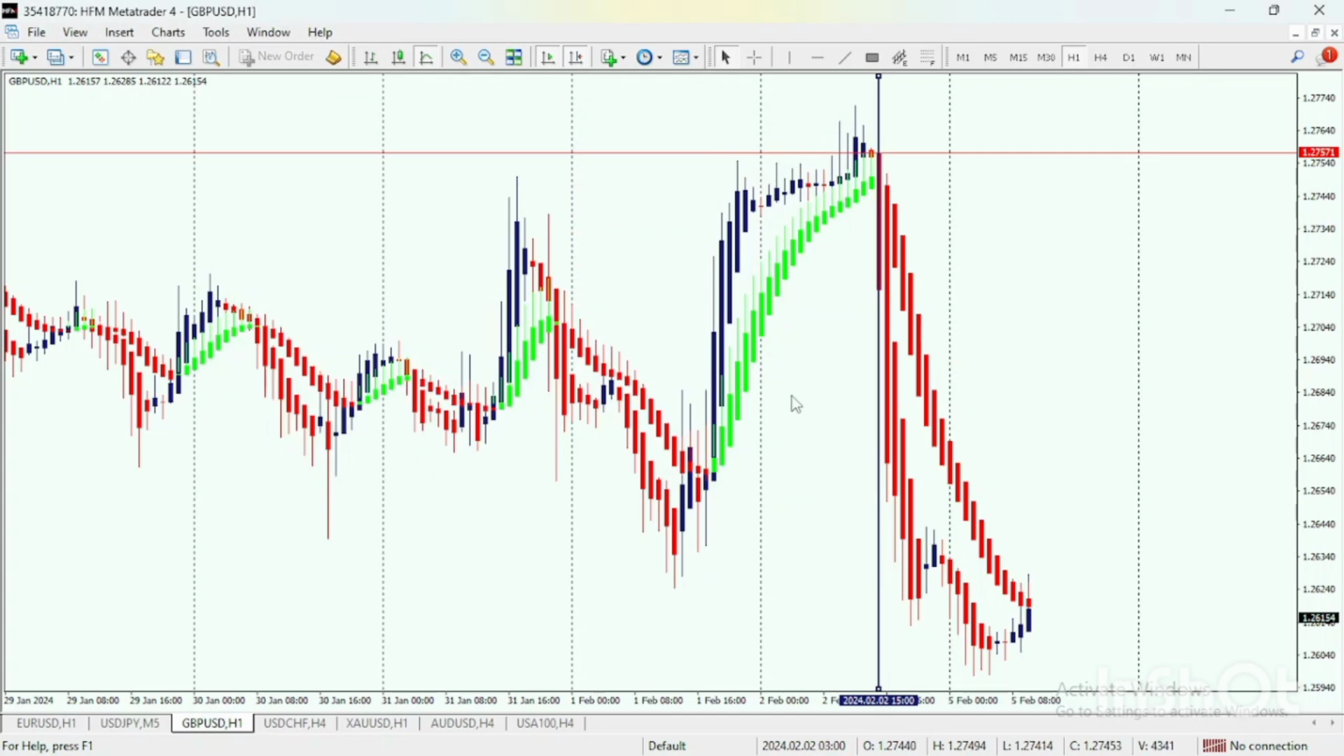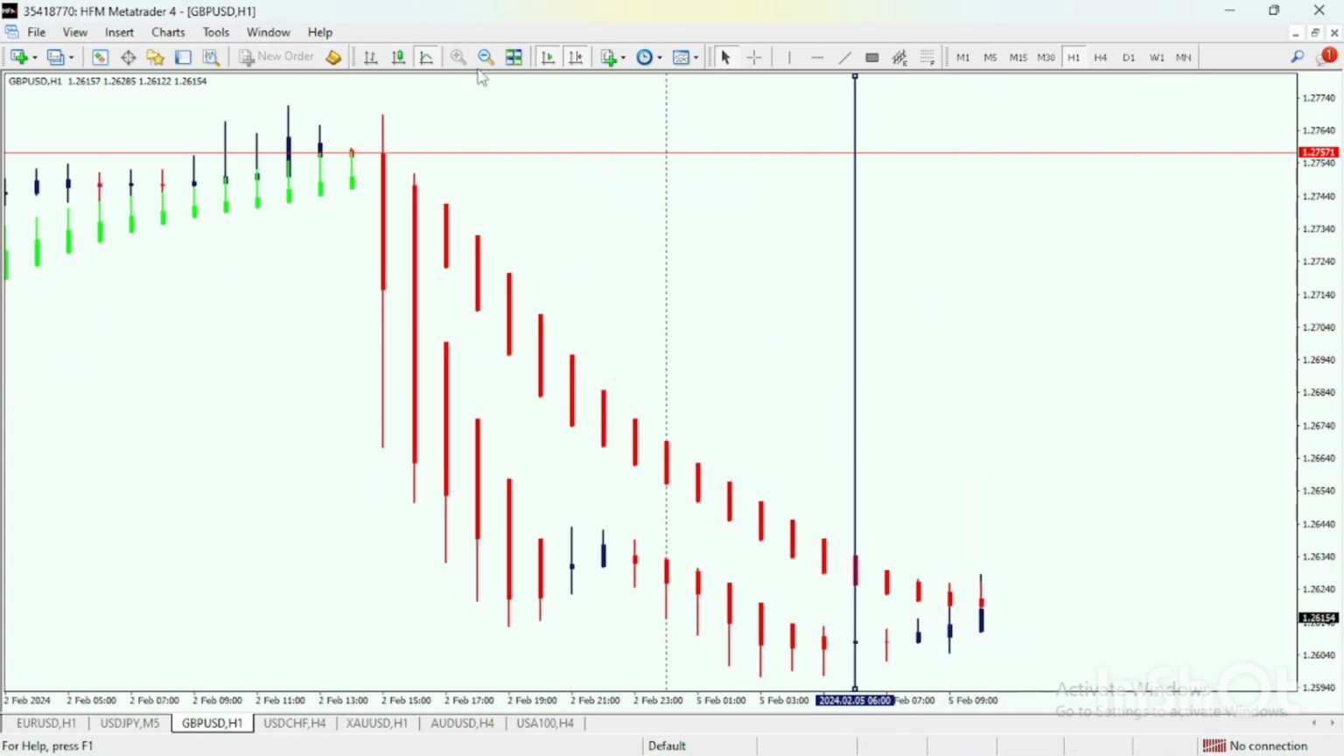Okay, now let's dive into this. How the strategy works. So you move on to the 1 hour time frame. As you can see, let me zoom in.